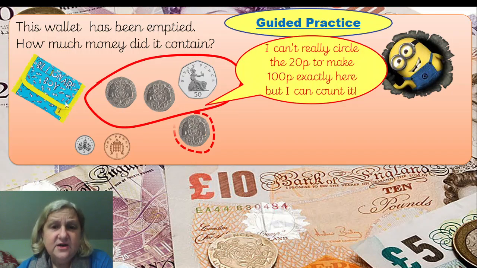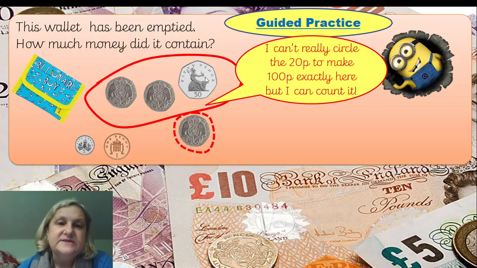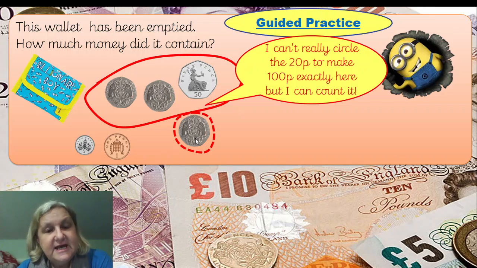Here, I can't actually circle this 20p, because if I circle that one as well, I've got 50, 60, 70, 80, 90, and then £1 would be half of this amount. Okay, I can't exactly count it into that circle, but I can count it. So I've got £1 here plus, so I've got 50, 70, 90, and this would make it 110.